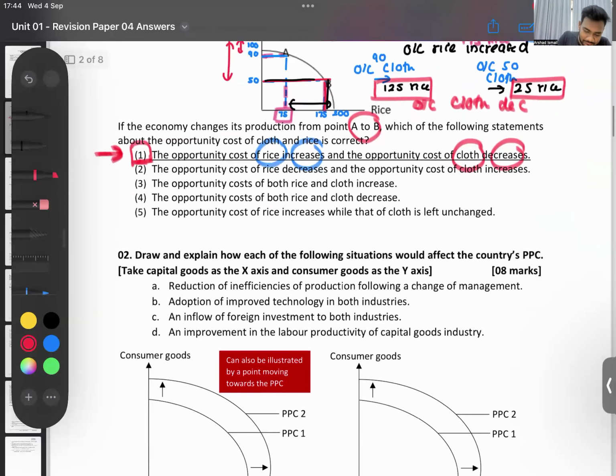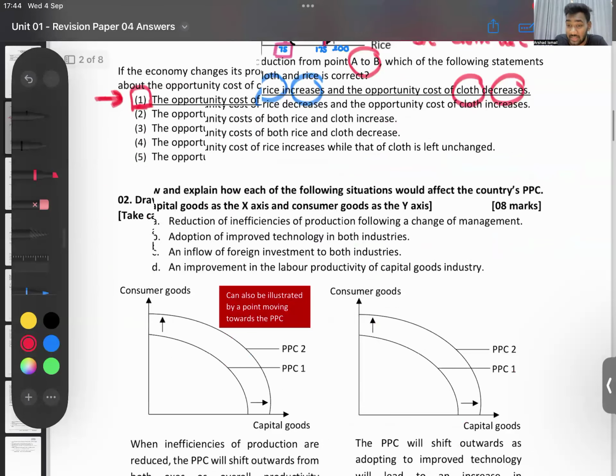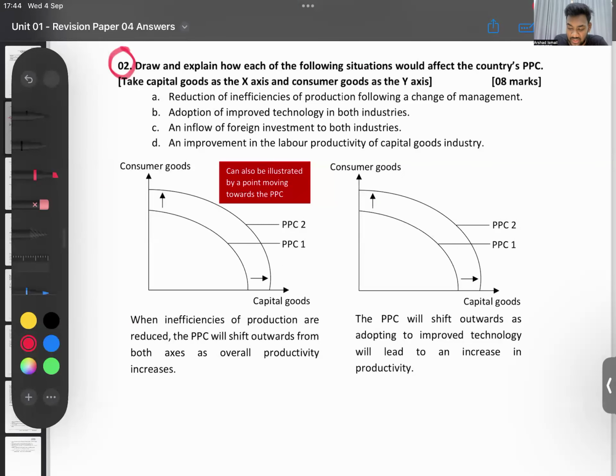So question 2 now, they're saying, draw and explain how each of the following situations would affect the country's PPC. Take capital goods as x-axis and consumer goods as y-axis. Now, if they have told which goods to take, if you take the wrong good, you can't say good X and good Y, cars and clothes. If they have given you the good, you have to take that good. So here they have told capital goods as the x-axis, consumer goods as the y-axis. So you have to take it properly.